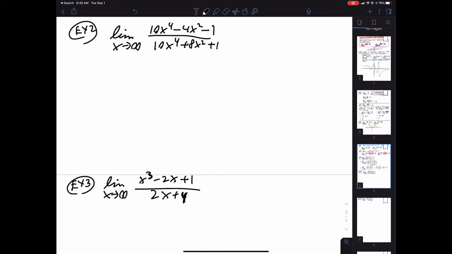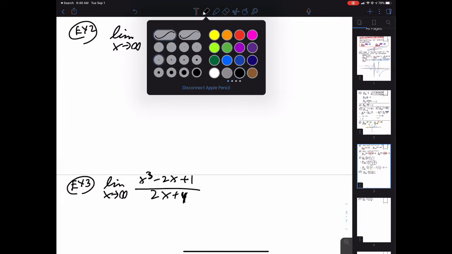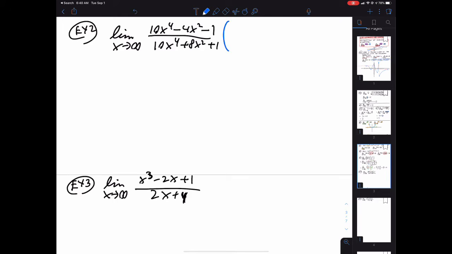All right, we'll do example 2 first. So hopefully you recognize you have to multiply by 1. The secret: divide top and bottom by x to the degree of the denominator. It's 4. So my 1 will be 1 over x to the 4th divided by 1 over x to the 4th.